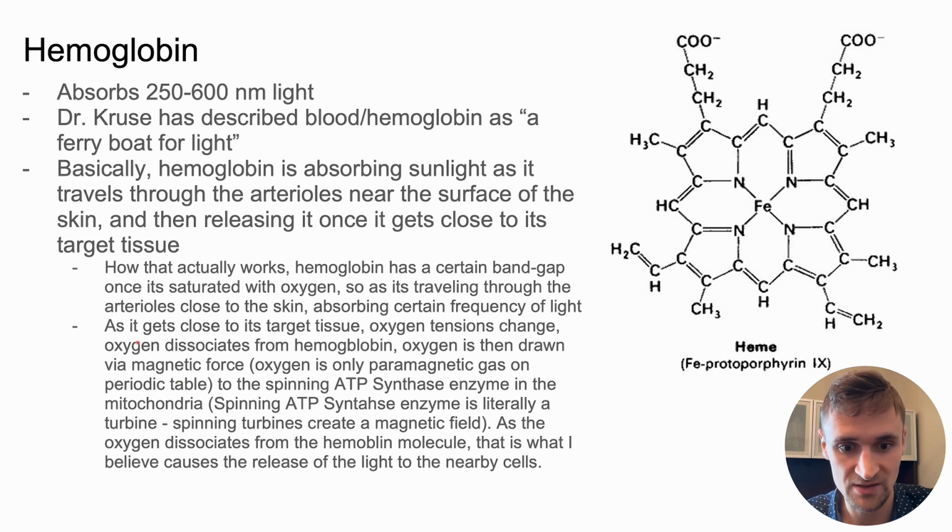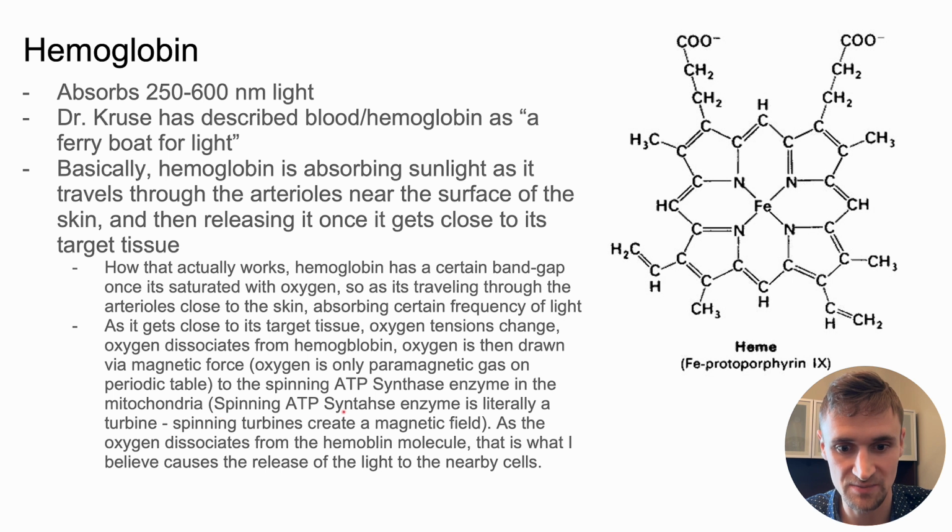But as the hemoglobin gets close to the target tissue, the oxygen tensions change and oxygen disassociates from hemoglobin. And how the oxygen gets to the mitochondria is that oxygen is then drawn via the magnetic force. As Dr. Kruse talked about in the podcast, oxygen is the only paramagnetic gas on the periodic table. And it's drawn via the magnetic force to the spinning ATP synthase enzyme in the mitochondria.